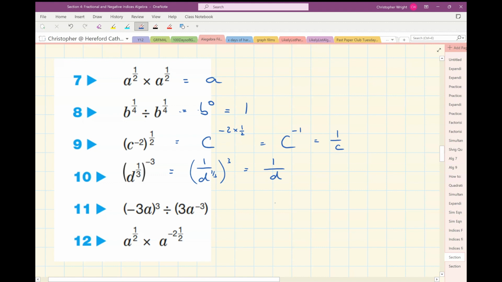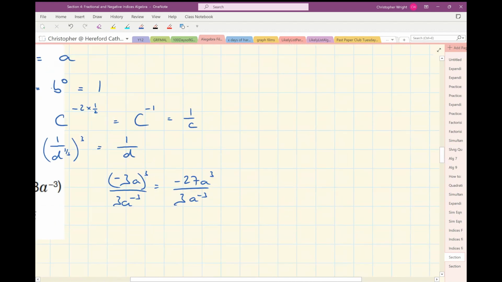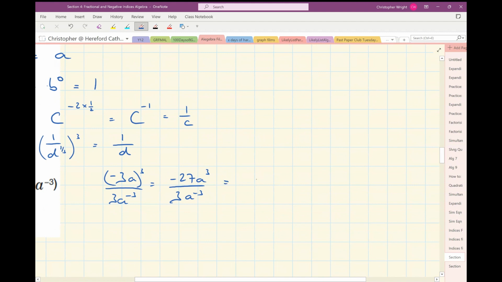Number 11. Let's write this one as a fraction. Minus 3a all cubed divided by 3a to the power of minus 3. Okay. Well, minus 3a cubed is going to be minus 3 cubed, minus 27 times a cubed. And that's going to be divided by 3a to the power of minus 3. Divide top and bottom by 3, minus 9a cubed over a to the power of minus 3.